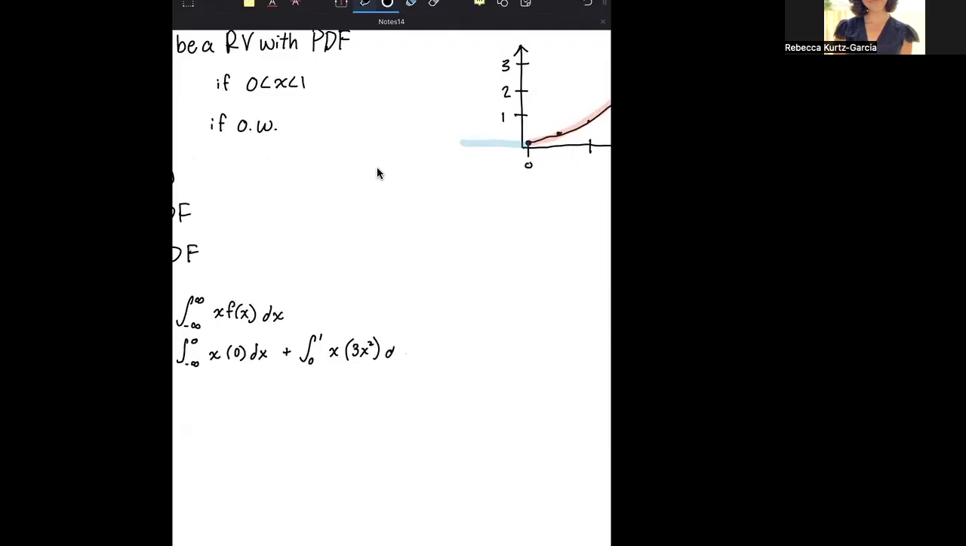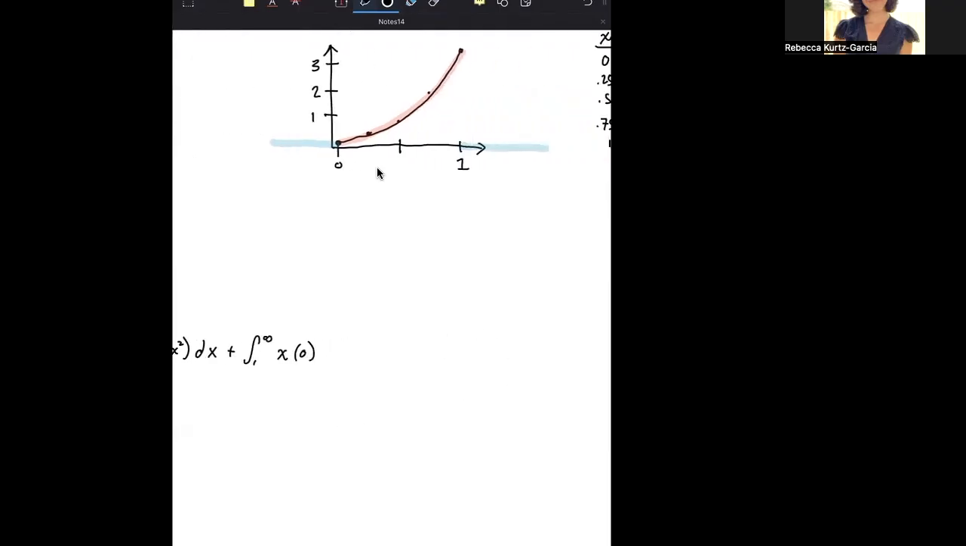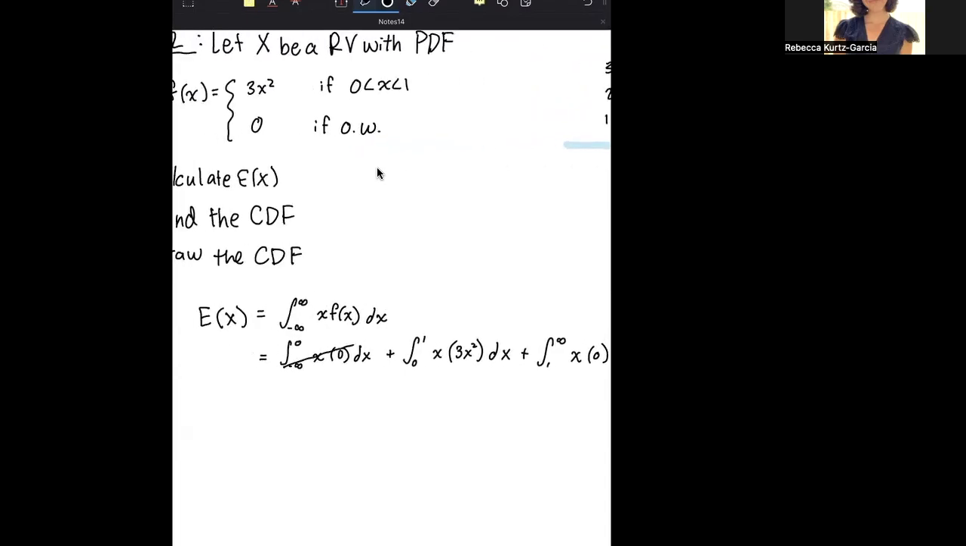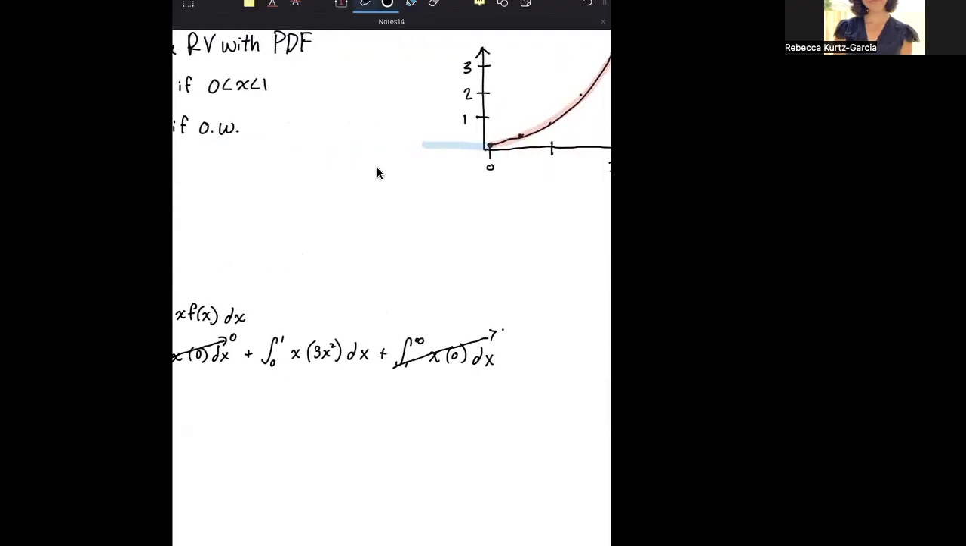From negative infinity to 0, x times f of x, which evaluated in this region is 0, dx, plus 0 to 1, x times 3x squared, that's our PDF, dx, plus 1 to infinity, x times 0, because again, we are past 1, dx. And we know the integral of 0 over any range is still 0, and this is still 0.